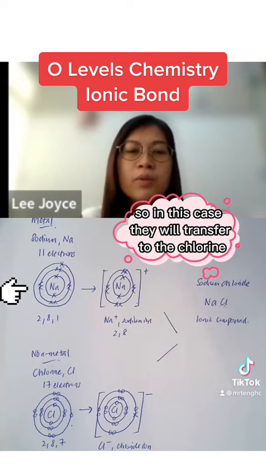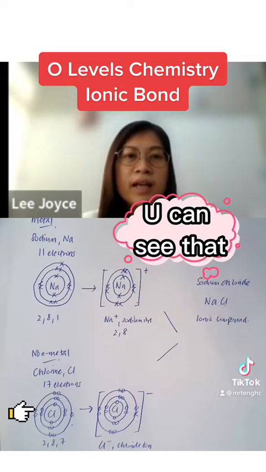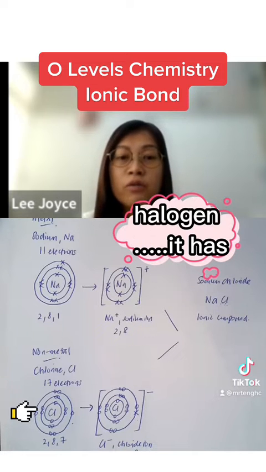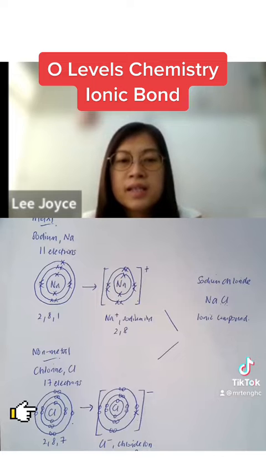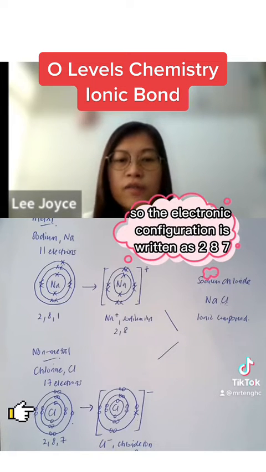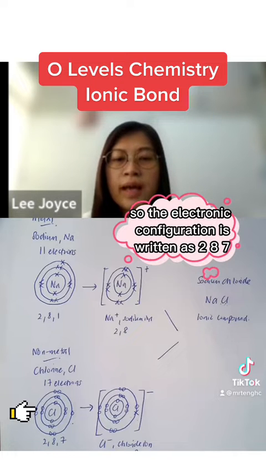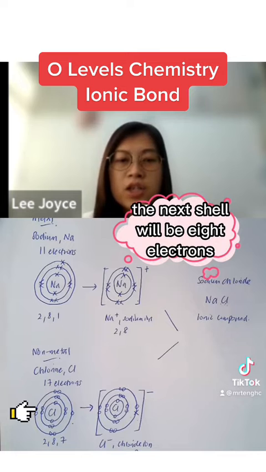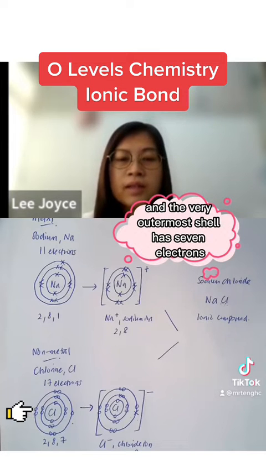In this case, it will transfer to the chlorine. Now you can see that the chlorine, which is a non-metal under group 7, the halogens, has 17 electrons in total. So the electronic configuration is written as 2,8,7, where the innermost shell has 2 electrons, the next shell has 8 electrons, and the very outermost shell has 7 electrons.